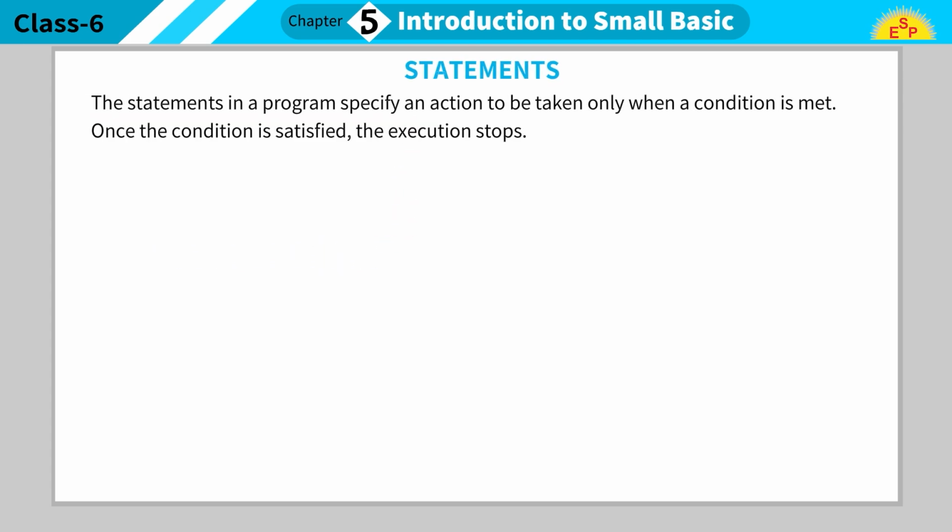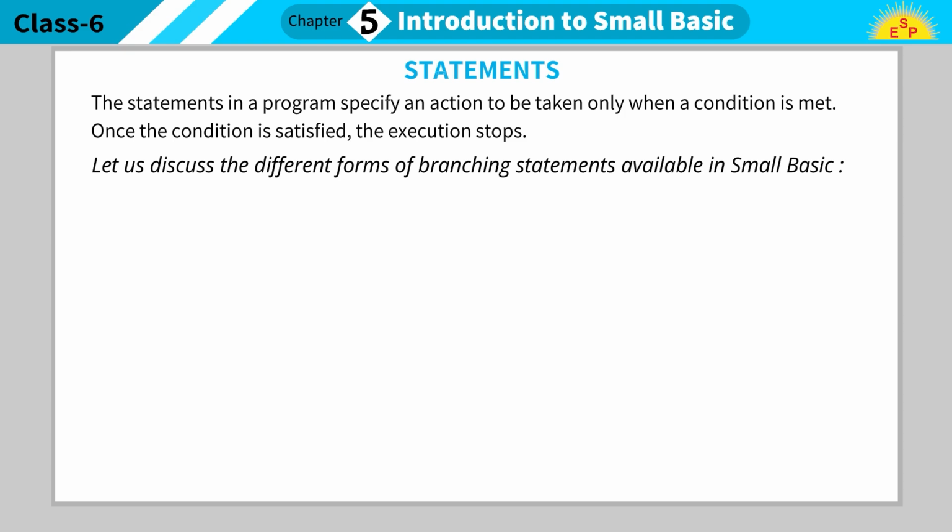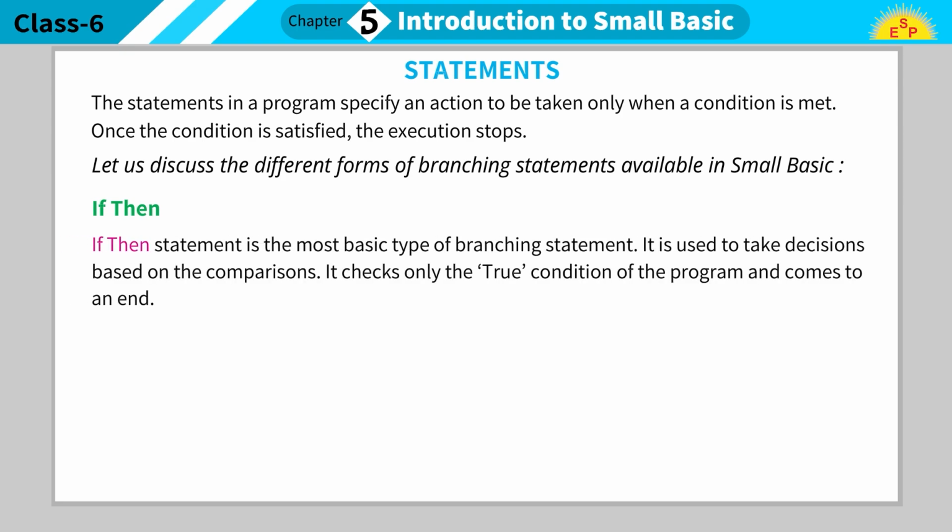Statements. The statements in a program specify an action to be taken only when a condition is met. Once the condition is satisfied, the execution stops. Let us discuss the different forms of branching statements available in Small Basic. If-then. If-then statement is the most basic type of branching statement. It is used to take decisions based on the comparisons. It checks only the true condition of the program and comes to an end.